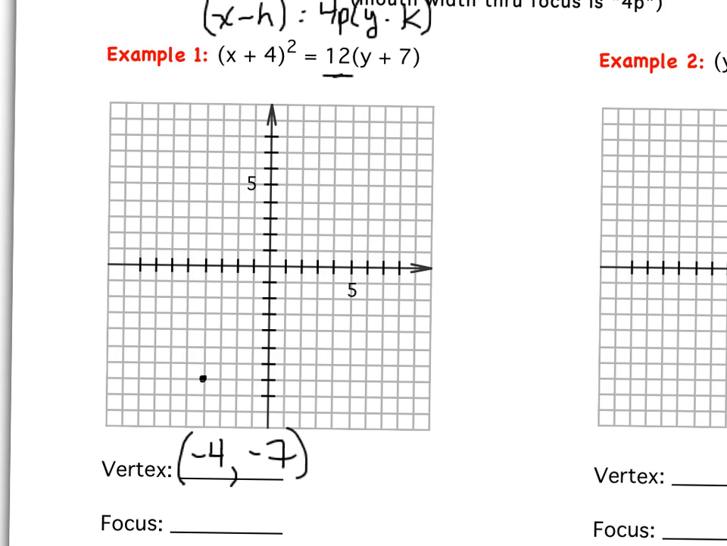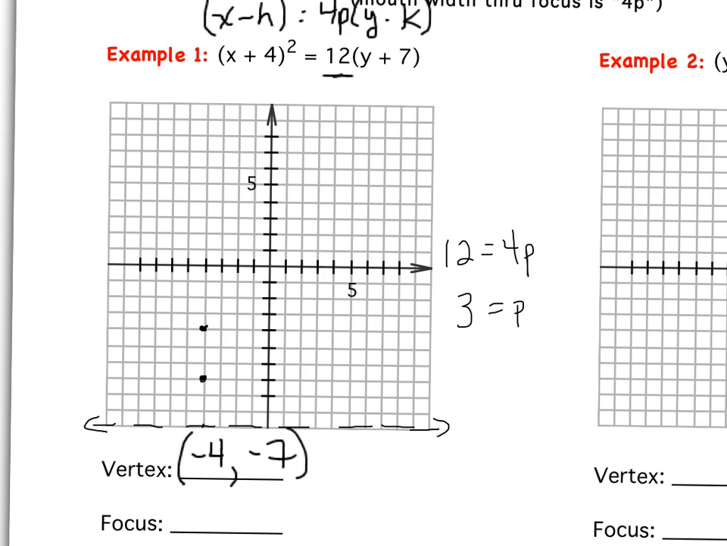So to find the focus, we need to set our 12 equal to 4p. So if 12 equals 4p, then p equals 3. So our distance from our vertex to our focus is 3. Now we know that it opens up, so our focus is above our vertex 3 units. Our directrix is 3 units in the opposite direction. So we go down and we draw a line at y equals -10.